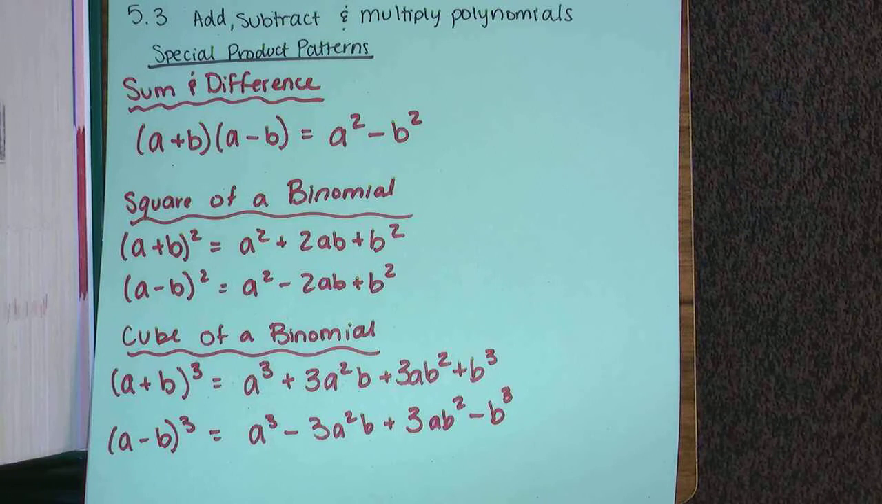The sum and difference, we've seen these a little bit before with factoring: a plus b times a minus b factors into a squared minus b squared, because that middle term, ab minus ab, would cancel each other, so it goes away.